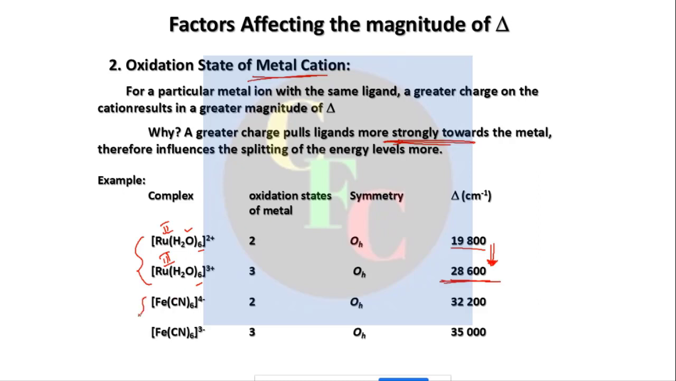Similar is the case with this example: ferrocyanide and ferricyanide. This is iron 2 and this is iron 3, and there is an increase. So the first one was the number of ligands and coordination number, and the second is the oxidation state of the metal.